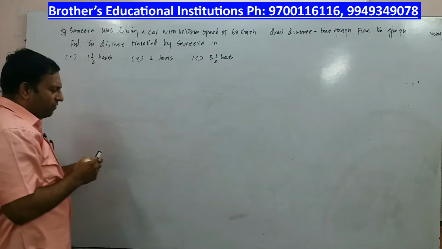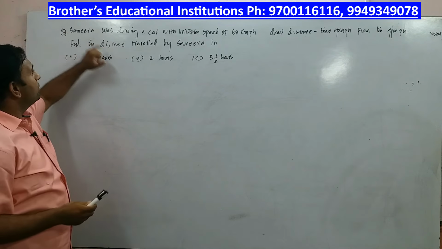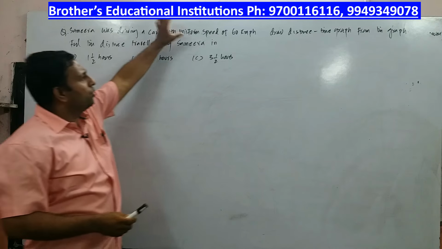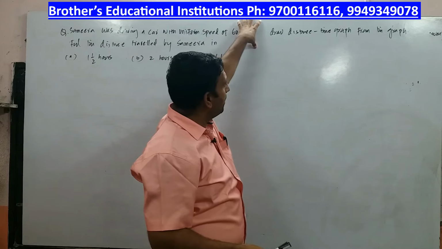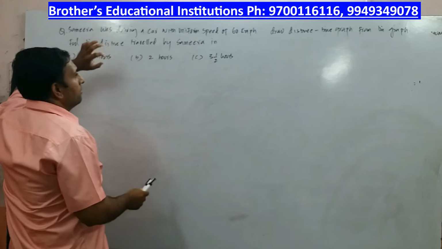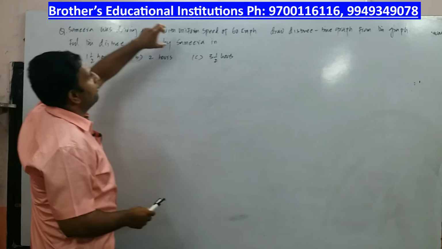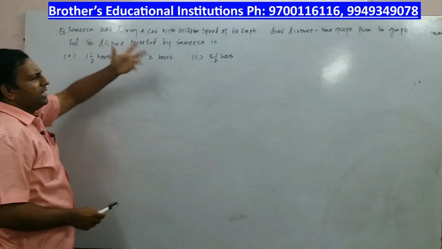Yeah, I'm sure you have copied the previous question, pausing the video. Now you have similar questions. Samira was driving a car with a uniform speed of 60 kilometers per hour. Find the distance time graph. From the graph, find the distance traveled by Samira in 1.5 hours, 2 hours and 3 hours.